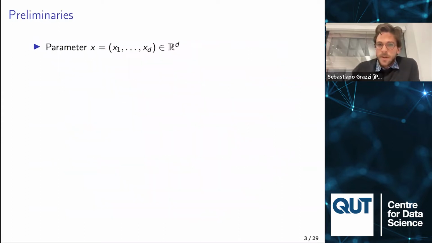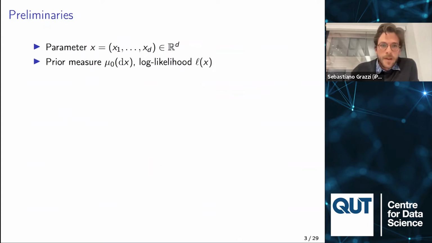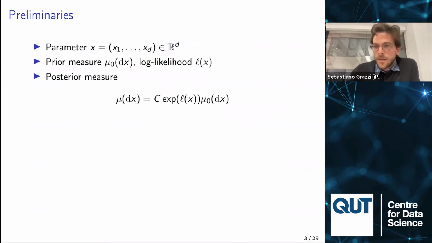Let's start with some notation. My parameter space is denoted with X, and it's going to be in R^d. We have a prior measure mu0 and a log likelihood. This is in the Bayesian framework. With these terms, we can derive the posterior measure.